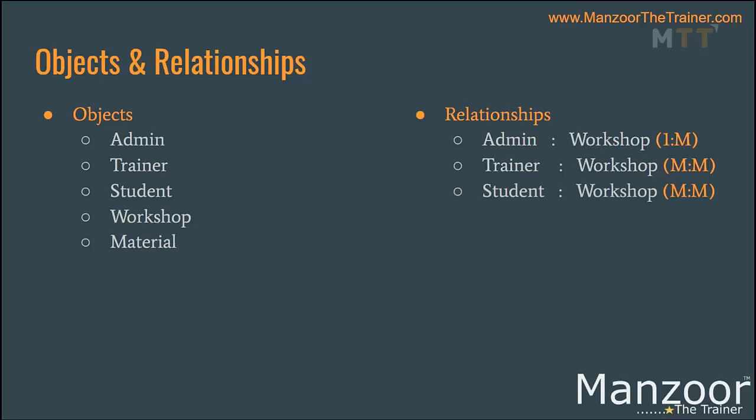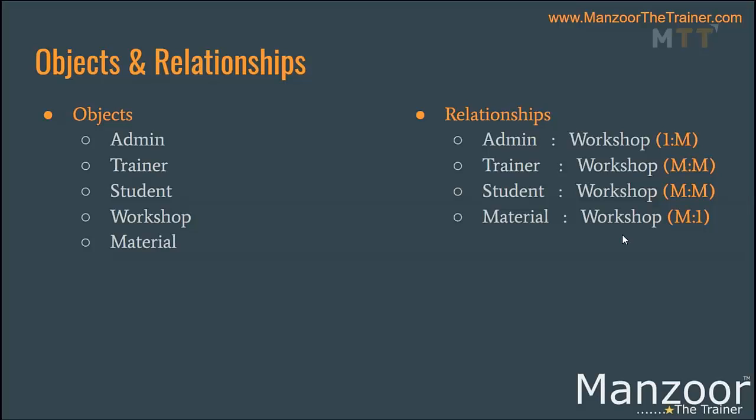Student and workshop. Many to many. One student can attend multiple workshops and one workshop can be attended by multiple students. Material and workshop, or in reverse if you say workshop and material, because all the workshops are on the right side, that's why I have written.